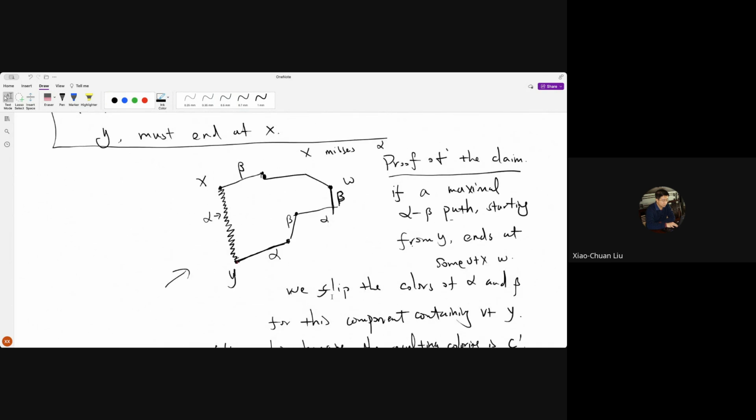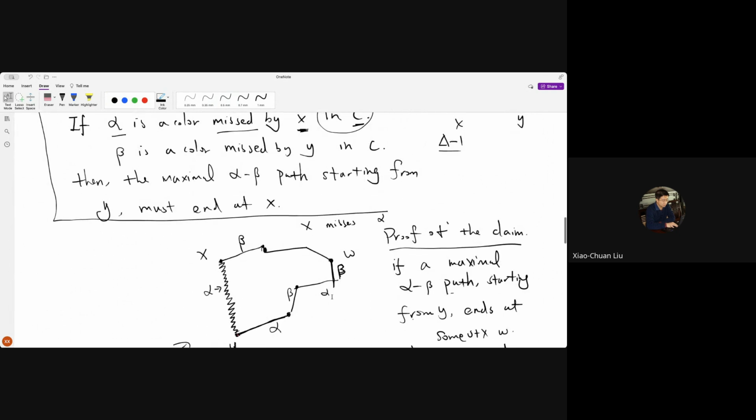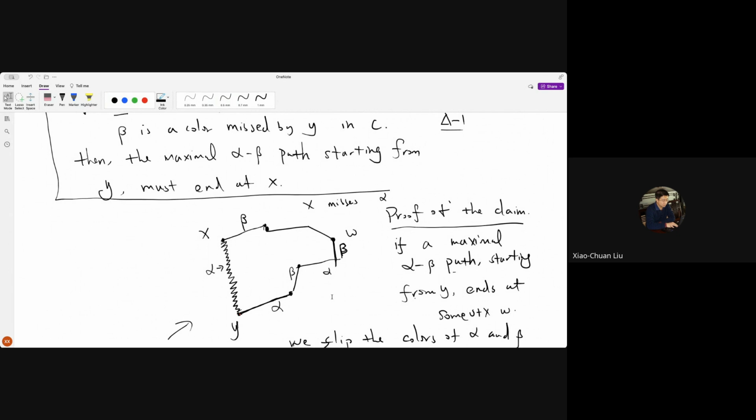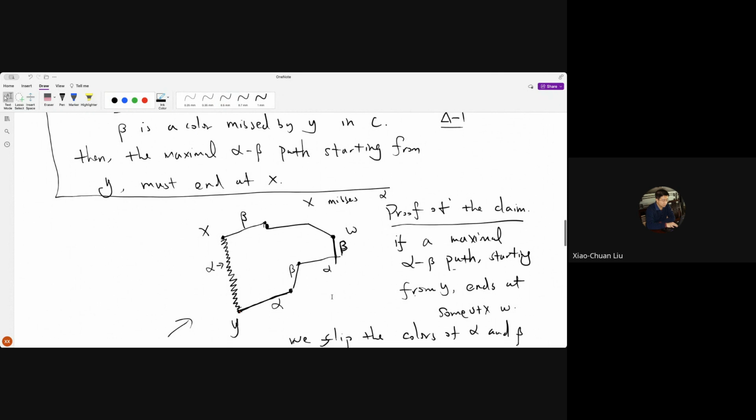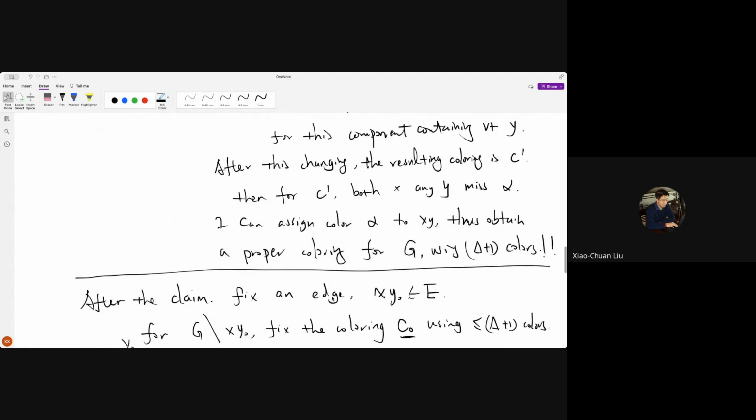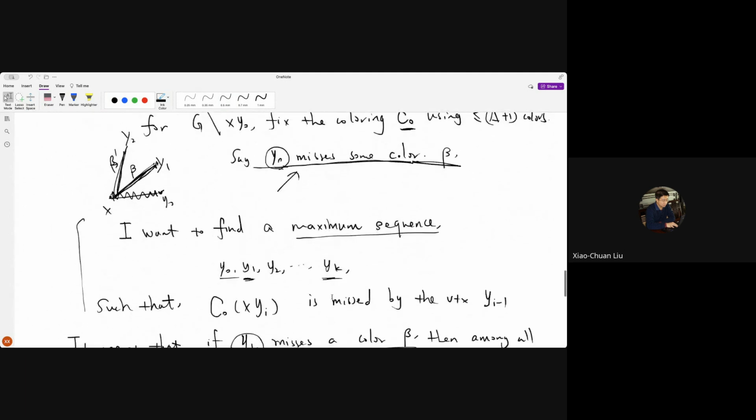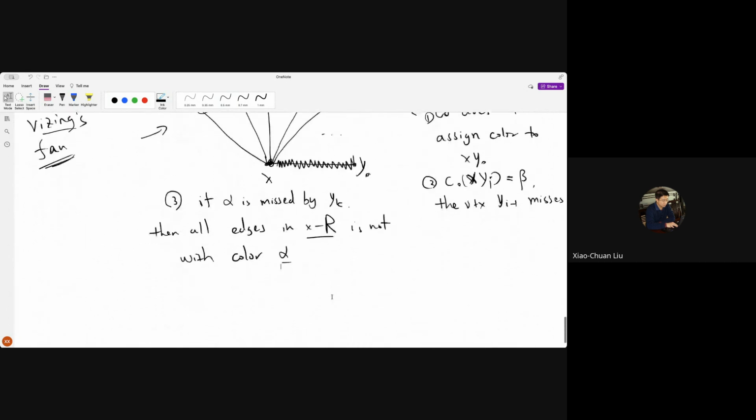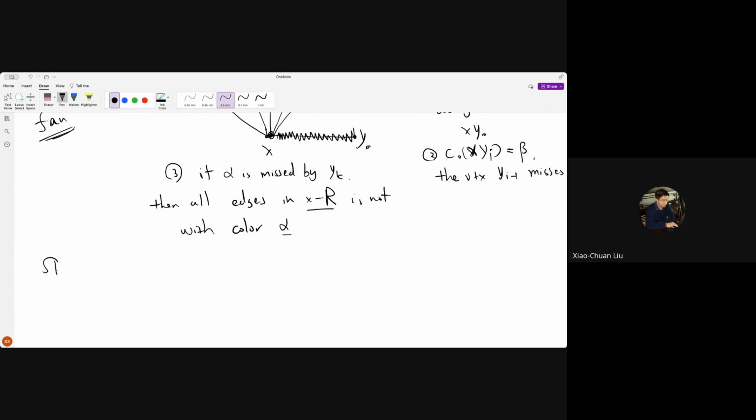Okay, remember the claim says that if you have this x y non-edge, the edge you just take out, you start with alpha and you consider this alpha beta alternating path. If you start with y, it must end at x, otherwise you can flip the color. Okay, so we have two things at hand. So now we have constructed this Vizing fan. Step 2.